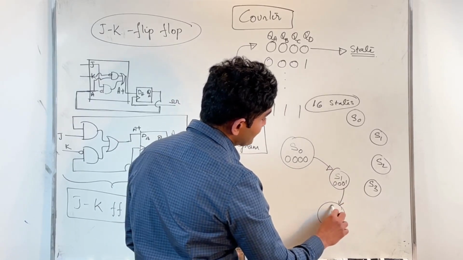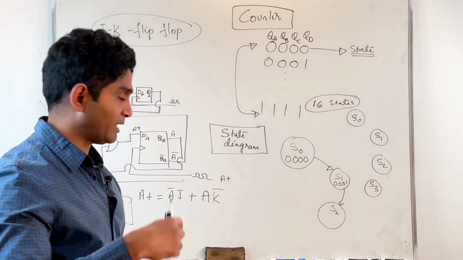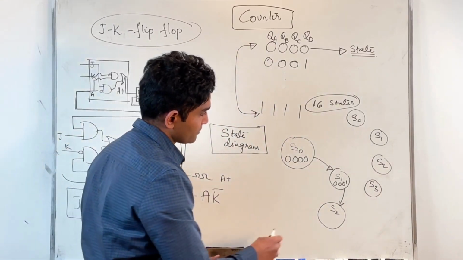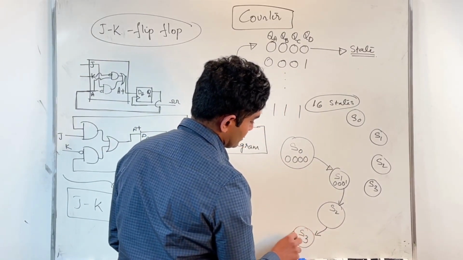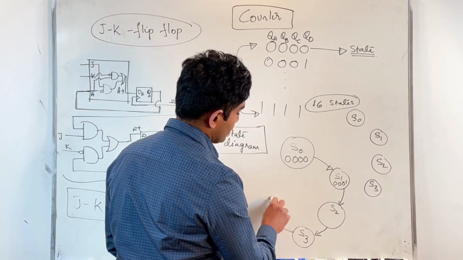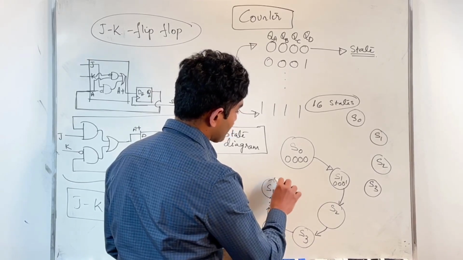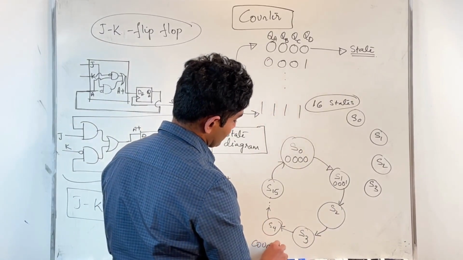Again, this is an example where I don't have an explicit input. It's just going with each clock pulse, with each new active edge, through each of these states. S2, S3, S4, and so on, S15, and back to S0. So here's a counter state diagram.